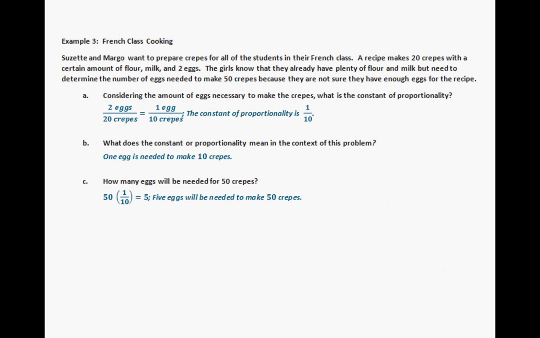Okay, here is example 3, French cooking class. Now for A, let me point out that, remember that it says considering the amount of eggs necessary to make crepes. So again, eggs is dependent on how many crepes we want to make. So crepes is our independent variable and eggs is our dependent variable. So that is why eggs is the Y value and crepes is the X value. So it will be eggs to crepes instead of crepes to eggs. So if you need to make that change or that addition to your answer, please make sure you do that.